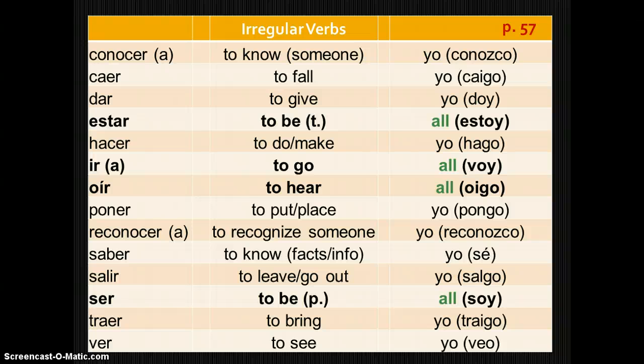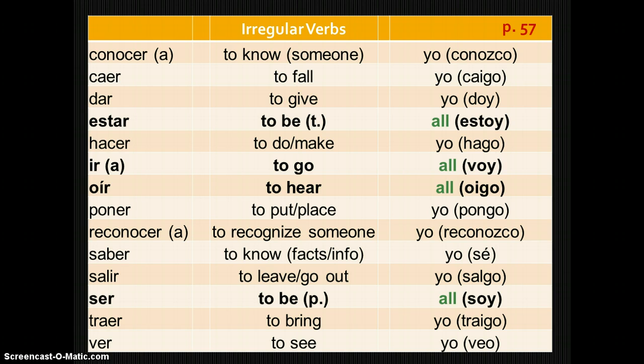So conocer a means to know someone, and it's only irregular in the yo form, and yo conozco means I know someone. Notice there's always that personal a after conocer. Caer means to fall. It's only irregular in the yo, and it's yo caigo, meaning I fall. Dar means to give. It's only irregular in the yo, and yo doy means I give.